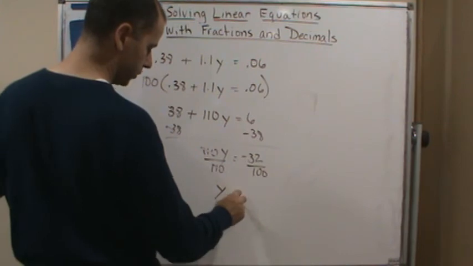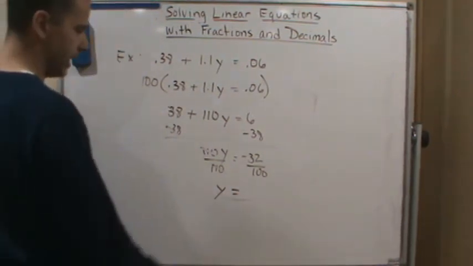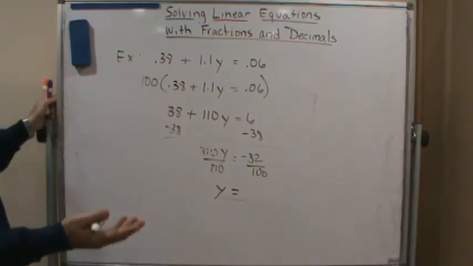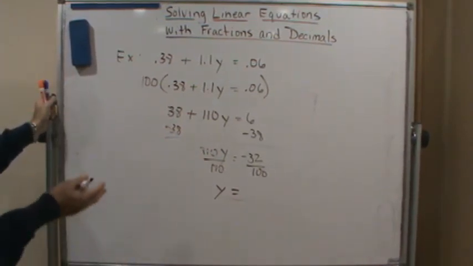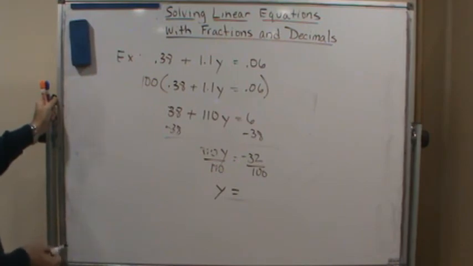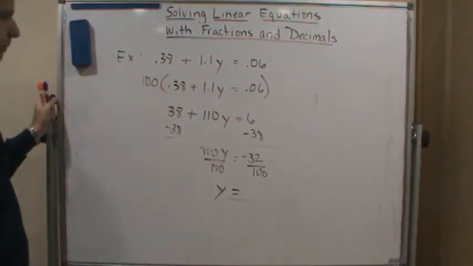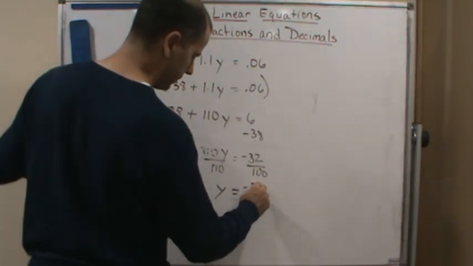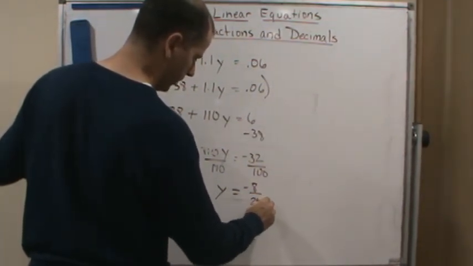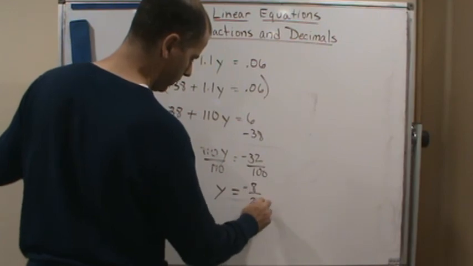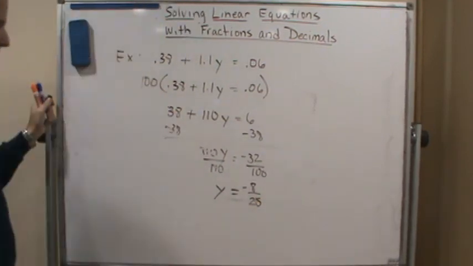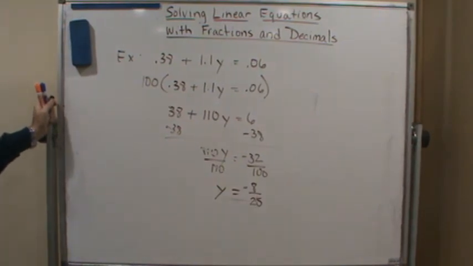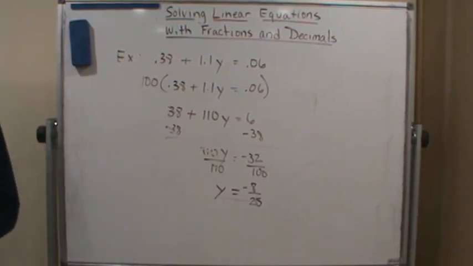So I get 1y, or just y, equals, well, negative 32 over 100 is the same as what? Well, 16 over 50, right? Negative 16 over 50, which is the same as negative 8 over 25. So this is going to be negative 8 over, oops, not 24, 25. So negative 8/25 is the answer. Okay, and we can't simplify it any more than that.